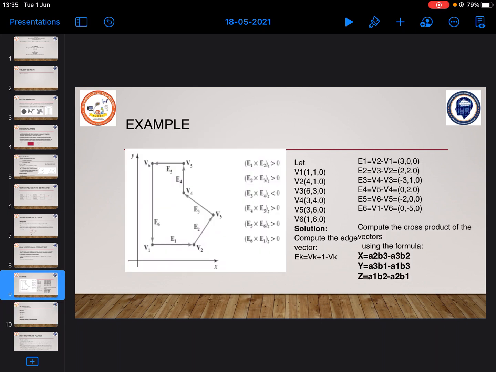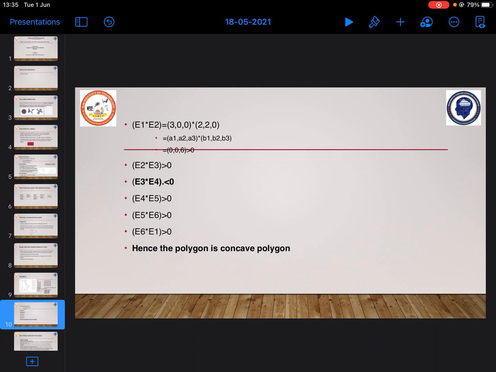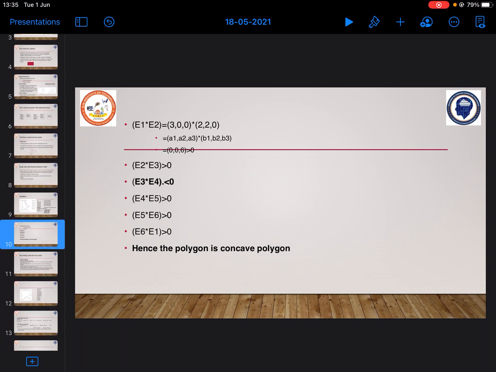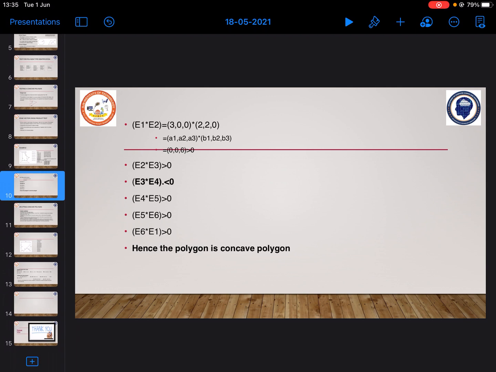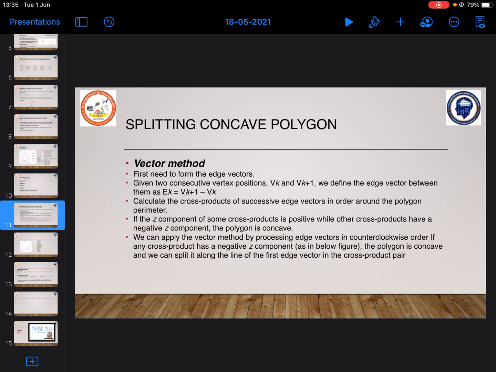After computing the edge vectors, if all the results give the same sign, then it is a convex polygon, otherwise it is concave. In this case you can see E2 cross E3, which is less than 0 with respect to the Z component, so it is a concave polygon. So this is the first step.